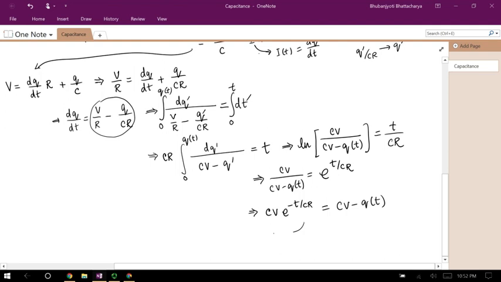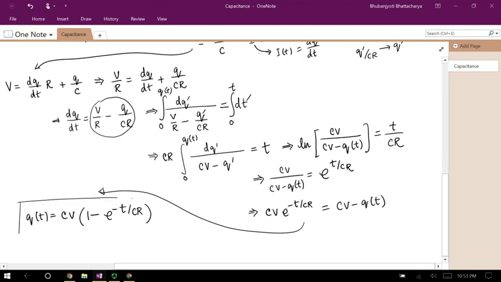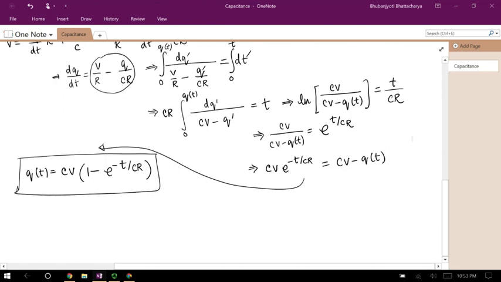And now if we rearrange this equation, then we get Q of t is equal to C times V, and so we're bringing Q of t to this side and CV times e to the negative t over CR to the other side. So we have CV times 1 minus e to the negative t over CR. Okay, so this is what the charge as a function of time on a capacitor looks like in a charging circuit. And so what does that mean?